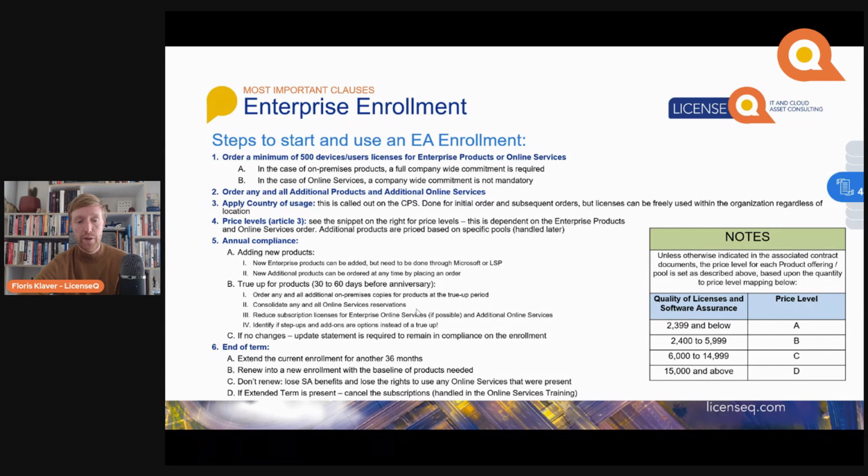Then at the end of the term, you have the option to extend your enrollment for another 36 months. You will renew into a new enrollment with the baseline of products that you then need. If you don't renew, you lose all your SA benefits and the rights to use any online service, unless an extended term is in your contract. An extended term is just for cloud subscription licenses, where if you don't renew your contract, you will get a monthly invoice for the licenses against the then-current list price until you cancel that extended term.